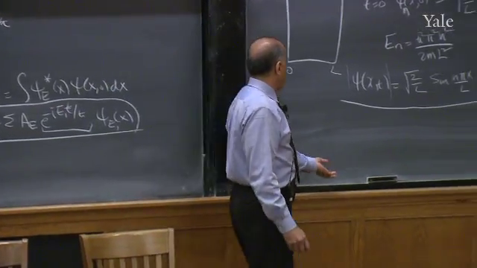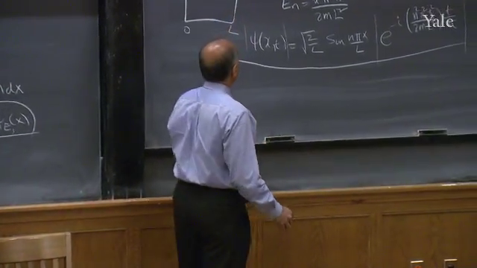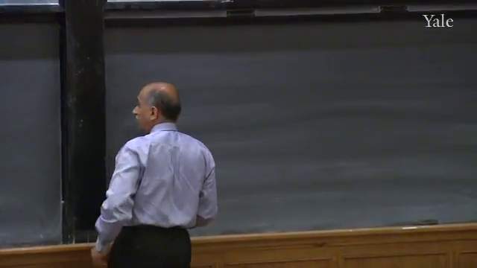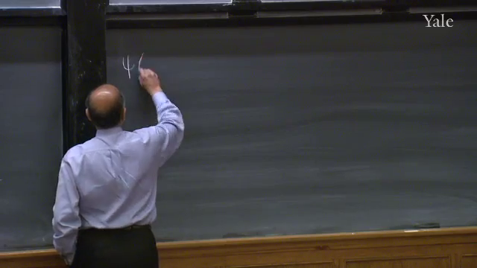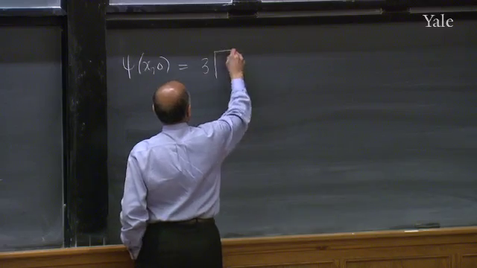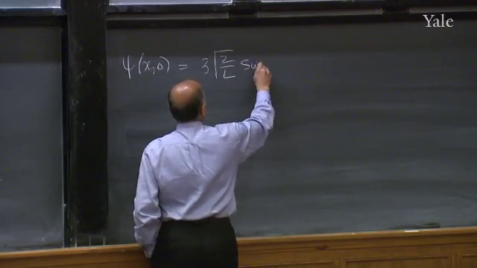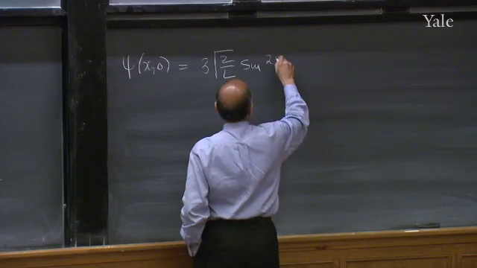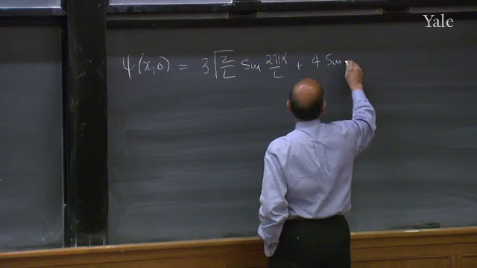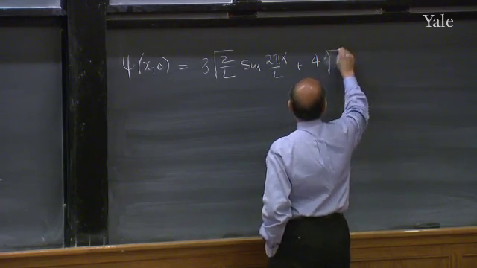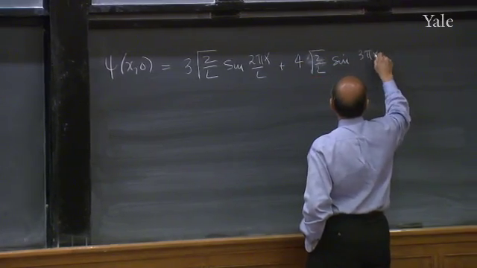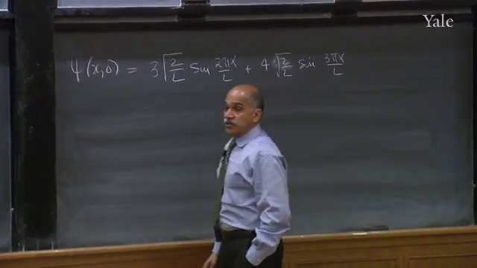Now let's give you a slightly more complicated state. I'm going to hide that for now. Let us take a psi of x in 0 that looks like 3 times square root of 2 over L sine 2 pi x over L plus 4 times sine 3 pi x over L. This is my initial state.